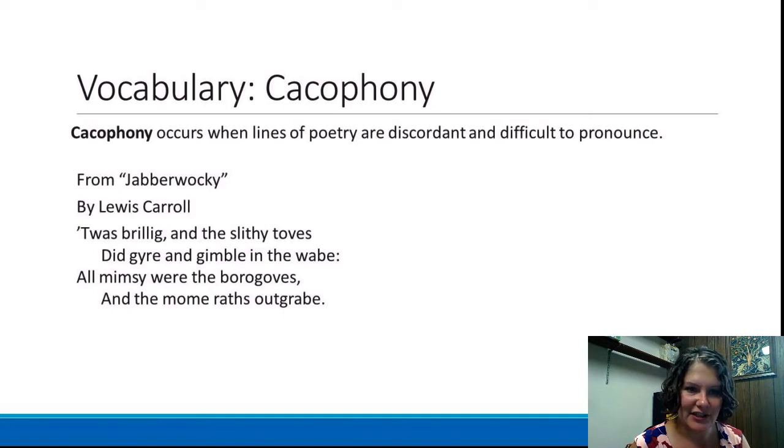'Twas brillig and the slithy toves did gyre and gimble in the wabe, all mimsy were the borogoves and the mome raths outgrabe.